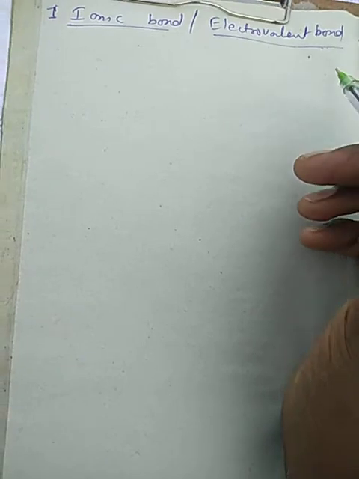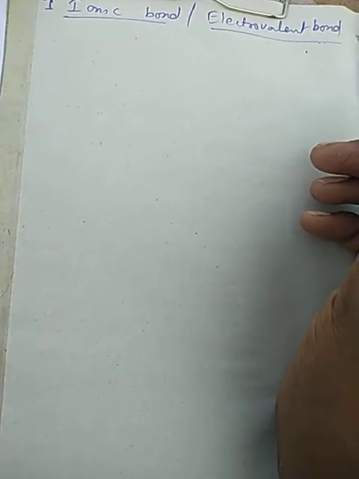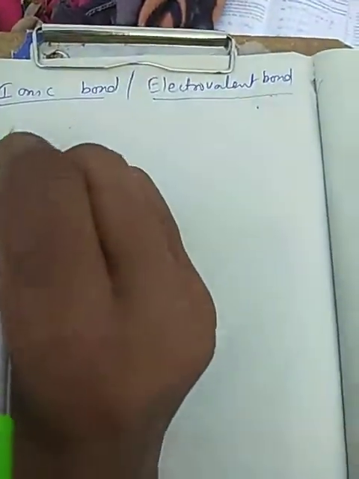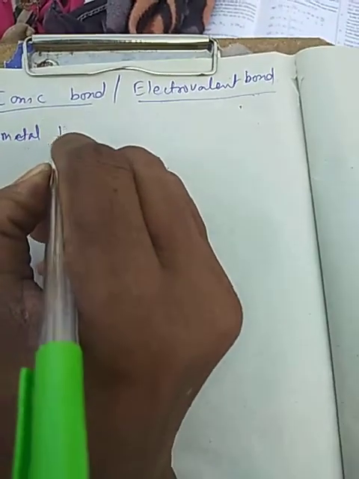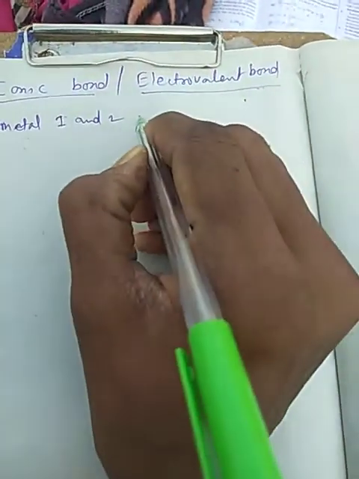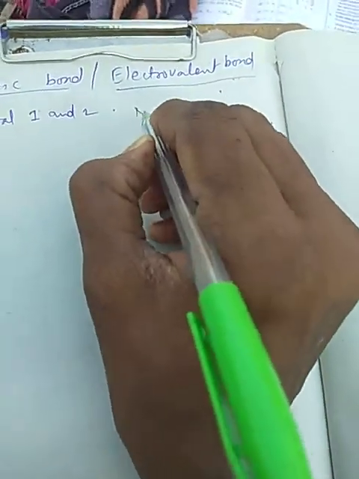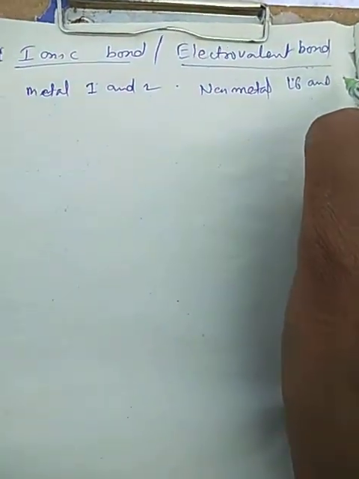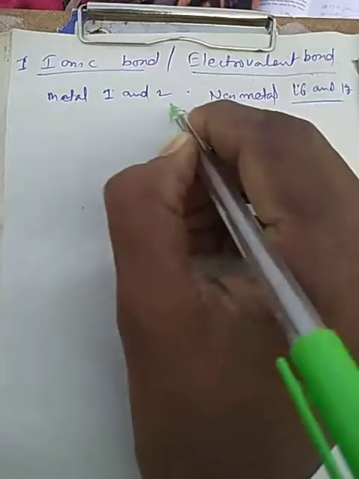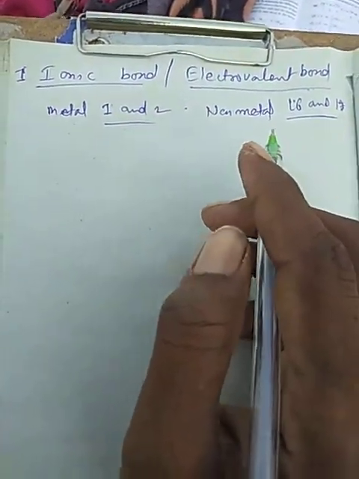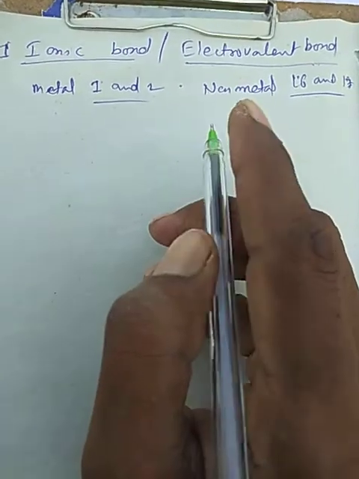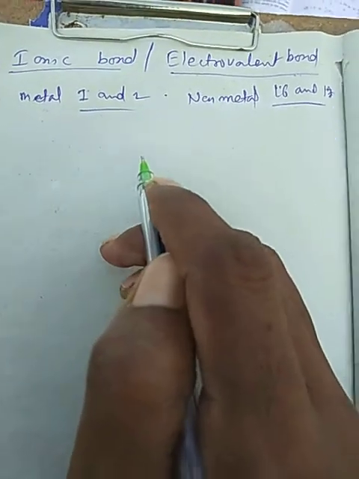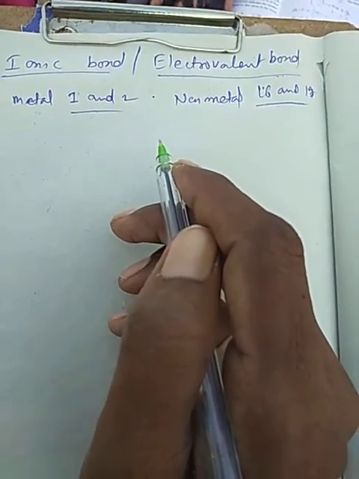Generally the ionic bond is formed between metals of the first and second group elements and non-metals of the 16th and 17th group. The formation of an ionic bond is a redox process because one atom undergoes oxidation and another atom undergoes reduction.